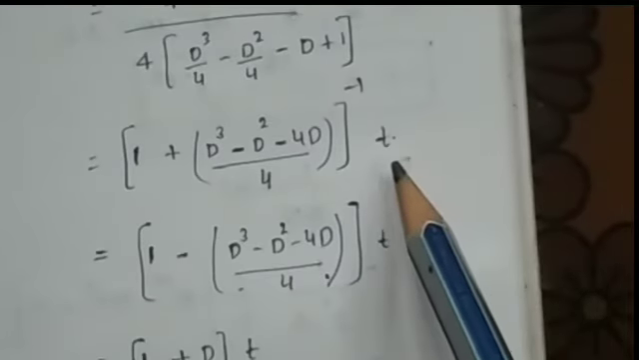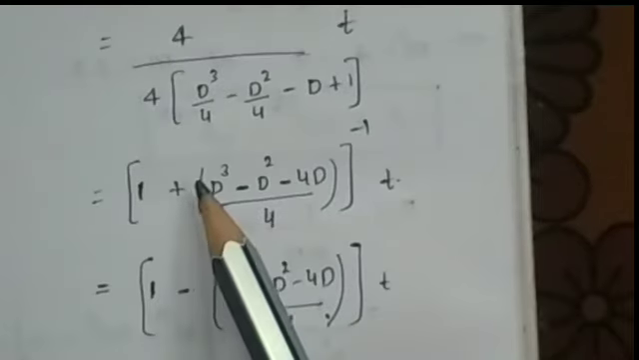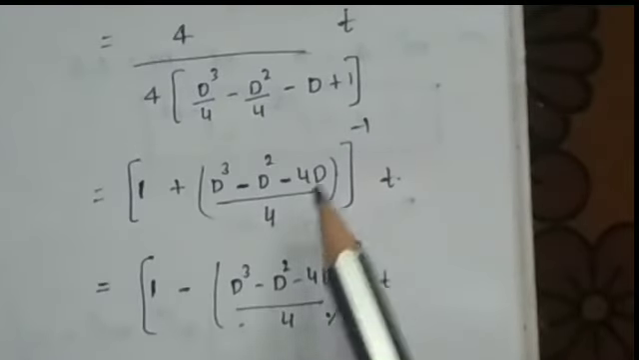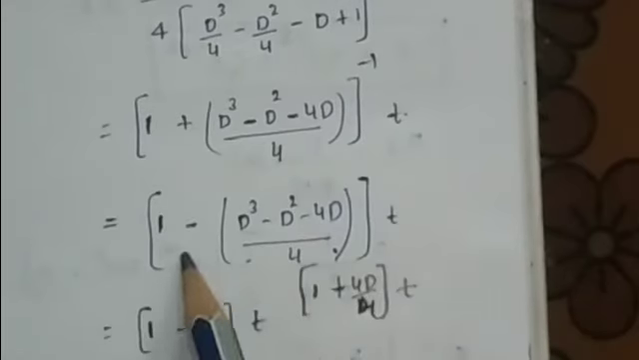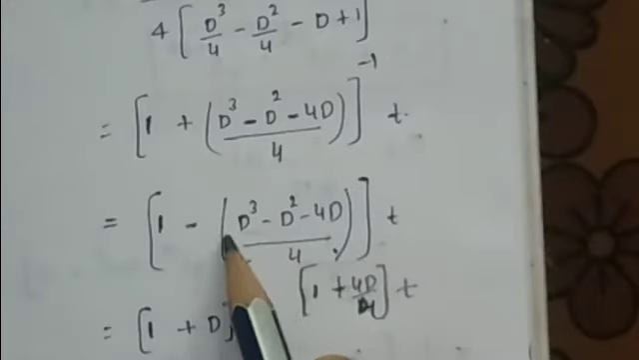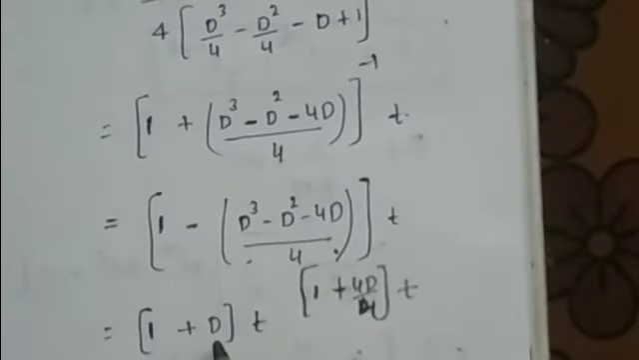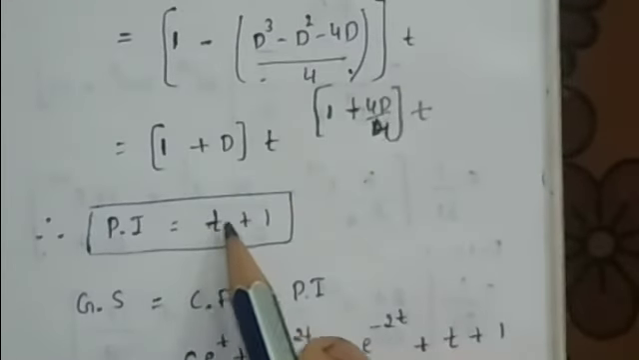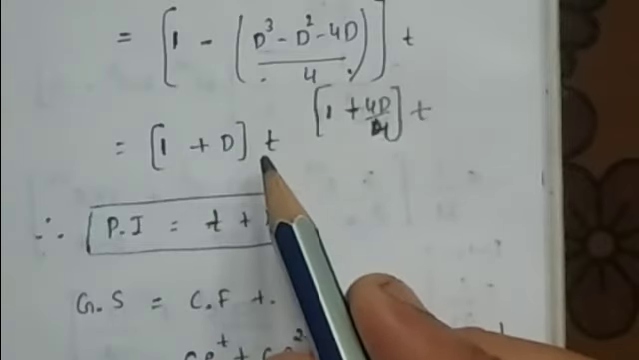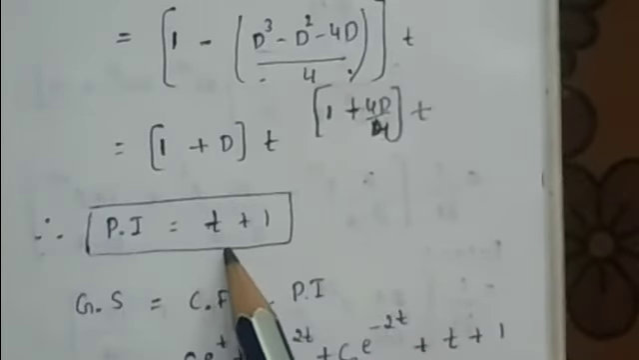T can be differentiated only one time, so the signs will be different. So you write 1 minus (D cube minus D square minus 4D) by 4, into t. It can be written as 1 minus into minus, plus 4D by 4, into t. 4 gets cancelled, you get 1 plus D into t. So you multiply this: t plus Dt, meaning differentiation of t, you get 1. So the particular integral is equal to t plus 1.